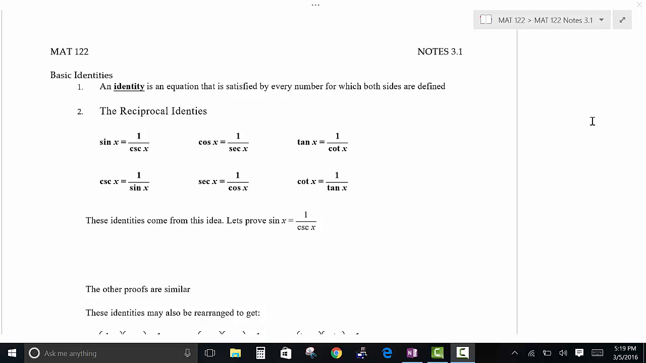All right, here we go with section 3.1. That was a little bit of Russia's closer to the heart to start off today's lesson.